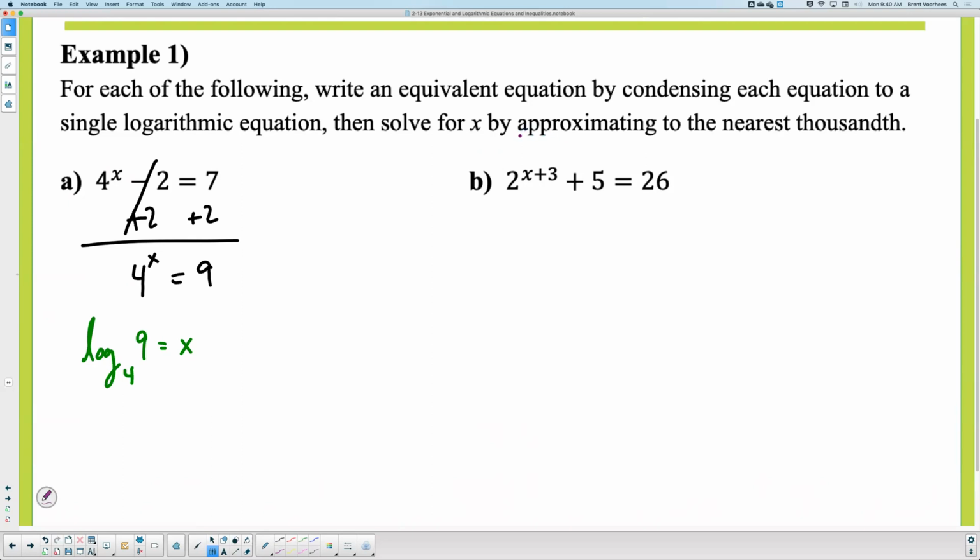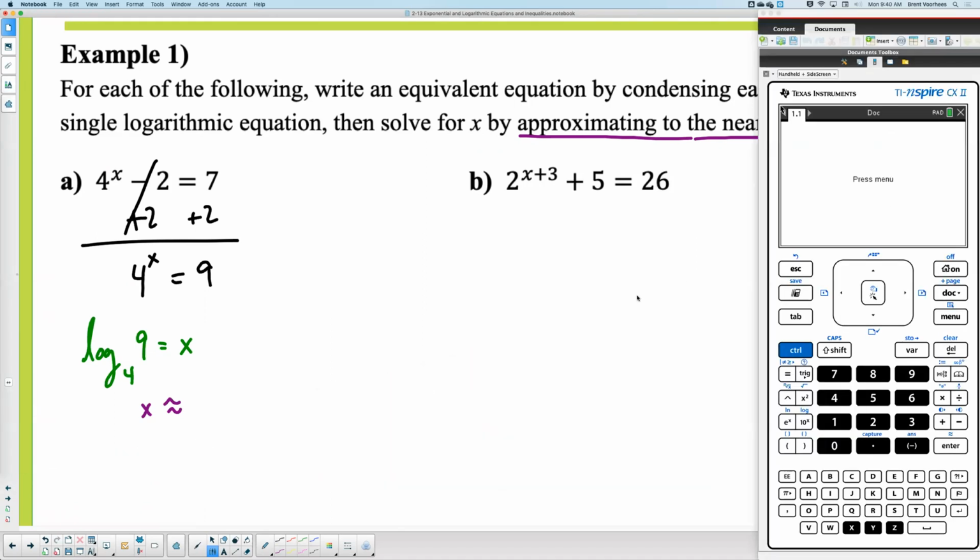This says approximate to the nearest 1,000. Now, question for you. If it's the nearest 1,000, how many zeros are in the number 1,000? 3. That means we need 3 decimals. So when you type this into the calculator, just type in log base 4 of 9. As a reminder, that's the same thing as log 9 divided by log 4. If you type in log base 4 of 9, let's see what we get.